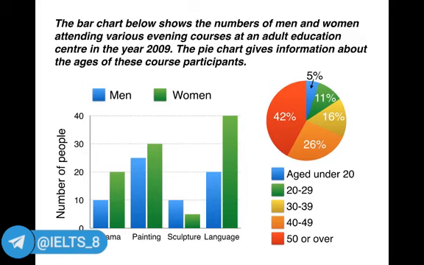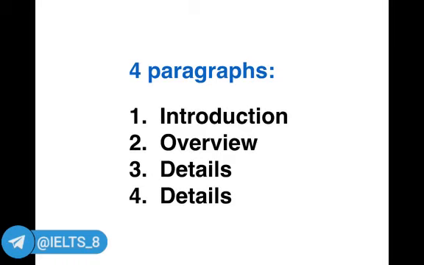So very different information. Looking at the bar chart, you can see there's men and women and it's numbers of people on those 4 different courses. The pie chart doesn't show men and women and it doesn't show the 4 courses. It only shows the ages, different age groups. So very different. We have to describe these 2 charts separately. Let's do our normal 4 paragraph structure: introduction, overview and 2 paragraphs of details. We'll start with the introduction, of course.